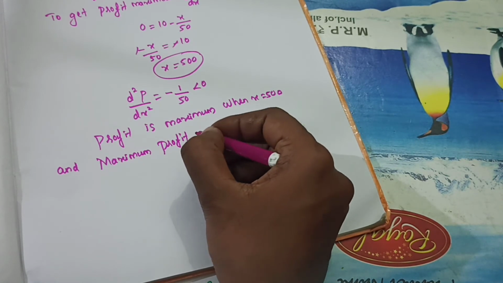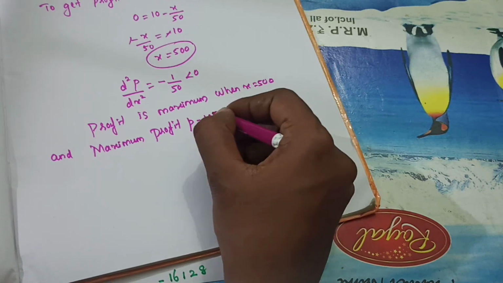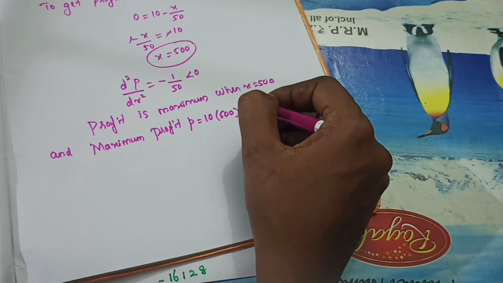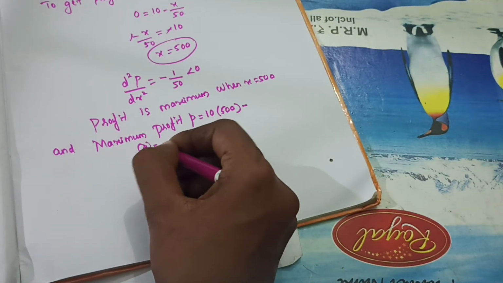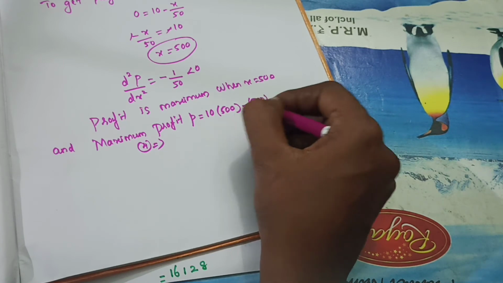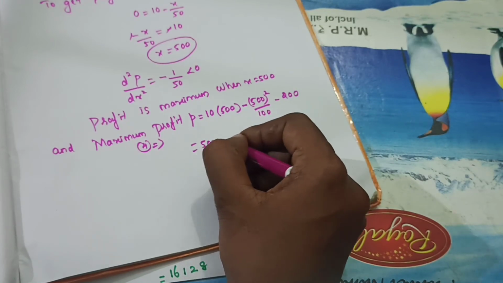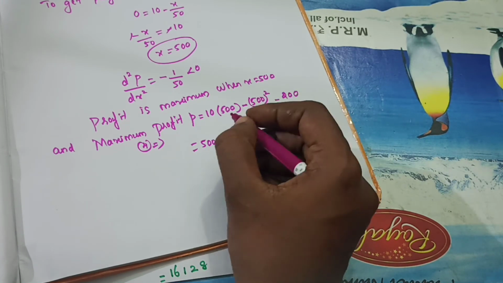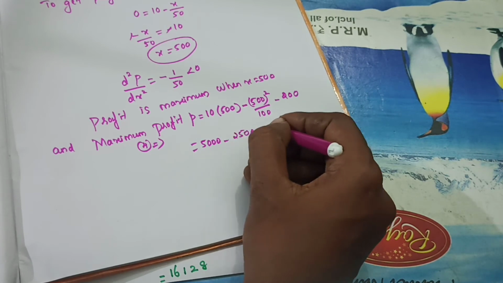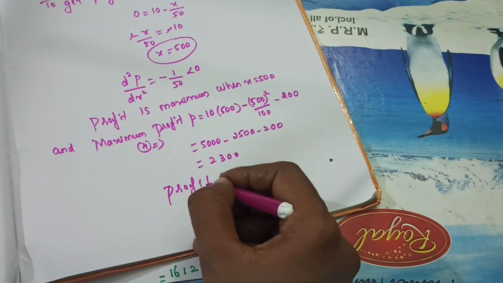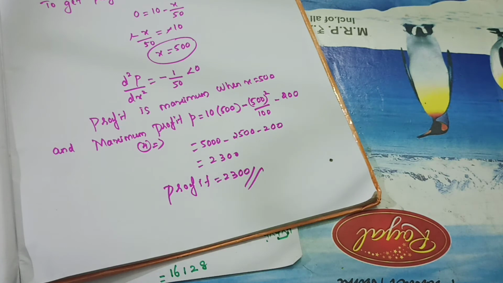profit P equal to 10 into, in the place of x substitute 500, minus, where you need to substitute? Here it's profit. Okay, take it as equation number 4. Equation number 4 is 500 minus 500 the whole square by 100 minus 200. That's equal to 5000 minus, so here itself you can cancel and simplify, that is 2500 minus 200. So what's the profit? Okay, this is the answer.